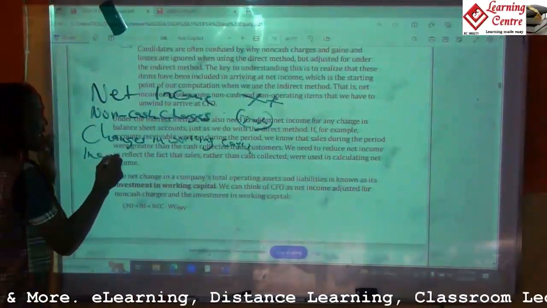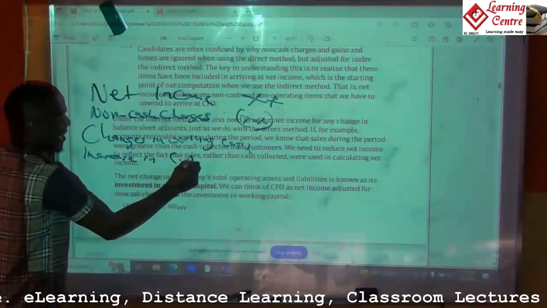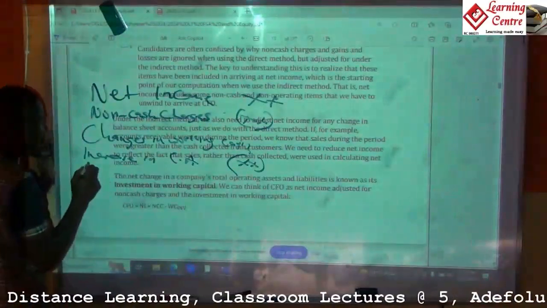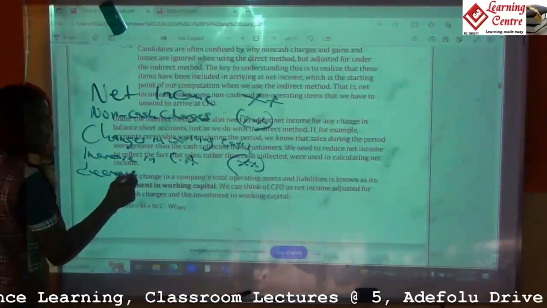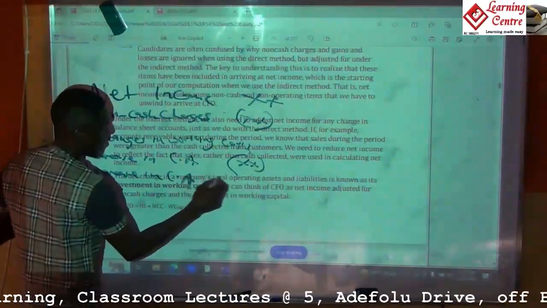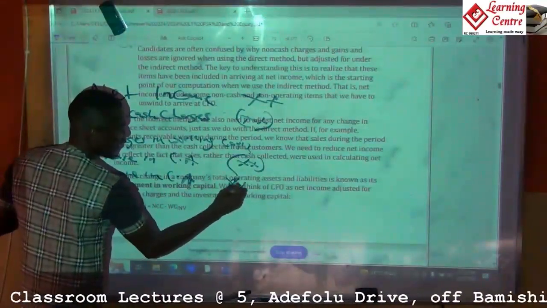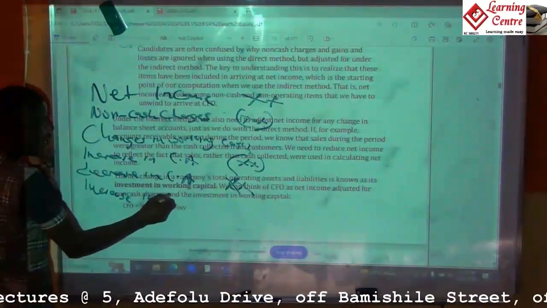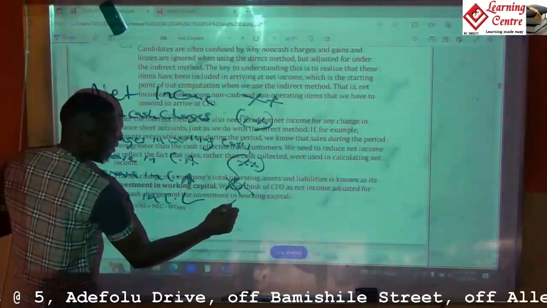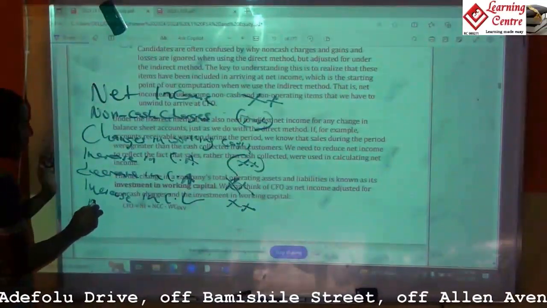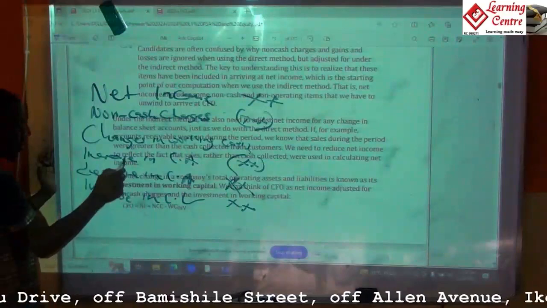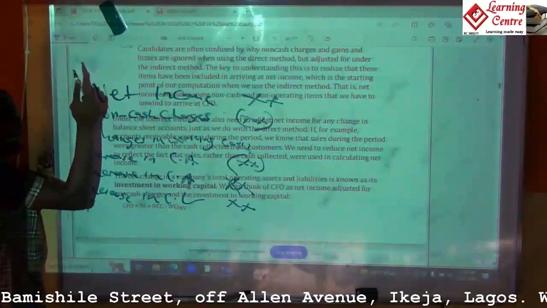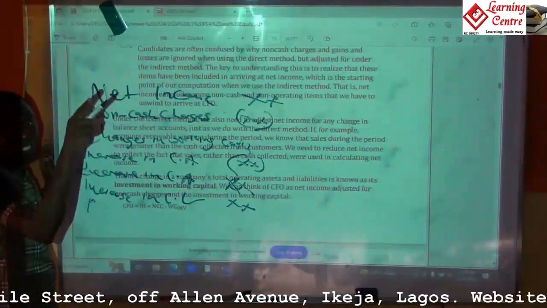Which is your increase in current assets. If there is an increase, you subtract. If decrease in current assets, you add. Then increase in current liability, you add. It's the same thing with direct, but just notice that we start with net income here, unlike that one where we start with revenue, purchases and so on.